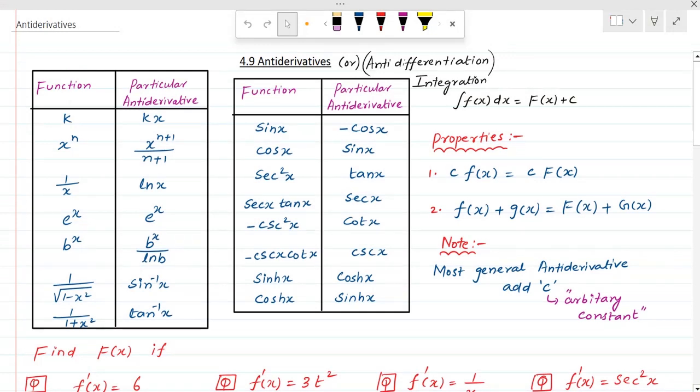In this video, we are going to see the antiderivative. The topic is antiderivative, or anti-differentiation, or integration. This is just the opposite of differentiation.